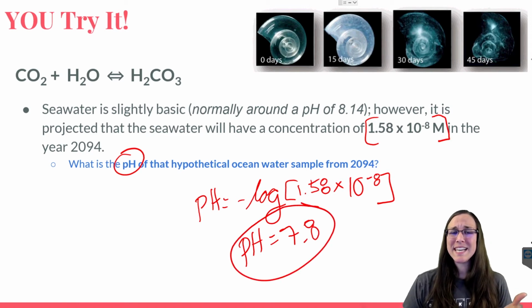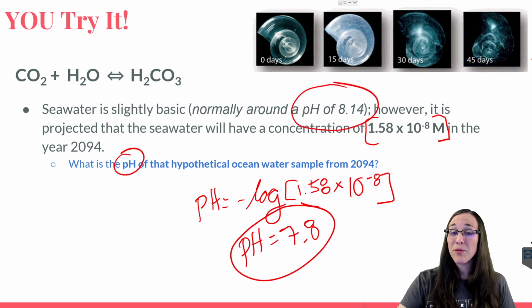Now what's the big deal? Isn't pH normally 7 for neutral? Isn't that a good thing? No, not necessarily here. Remember that ocean water, seawater, is normally a pH of 8.14. So to jump to 7.8 is a huge difference.